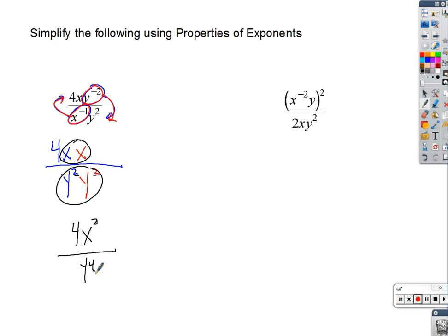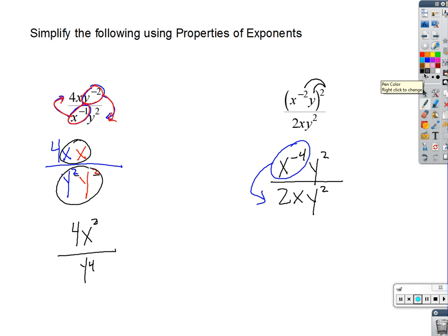So similar problem, now we have parentheses, so eliminate those first by distributing that 2 to both of those. So we'll end up with x to the negative 4th y squared over 2x y squared. Then we want to move our negatives. So we have negative 4x's on top, move them to the bottom. Everything else stays stationary. All right, so nothing else changes there.